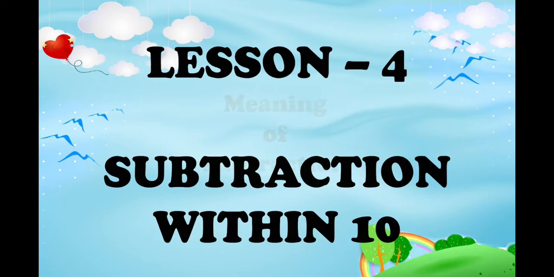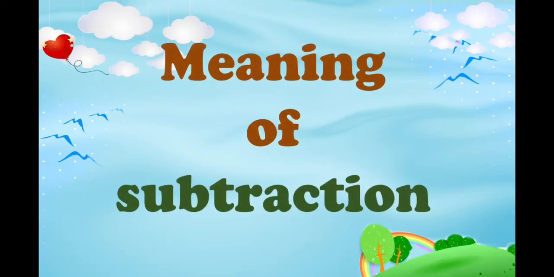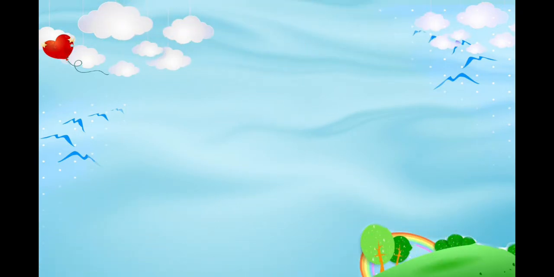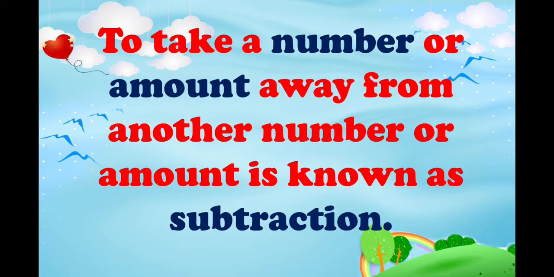So, let's start. Now, what is the meaning of subtraction? Subtraction means to take a number or amount away from another number or amount. जब एक नंबर से हम कुछ नंबर अलग करते हैं, so that is called subtraction. This you will understand with the help of examples. We are going to use some things जिससे हमें पता चलेगा कि कैसे हम एक चीज़ से दूसरी चीज़ subtract करते हैं, how we take away and how we subtract.